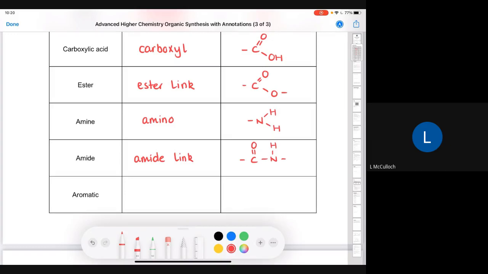And then finally, we have an aromatic. Now, the name of an aromatic functional group is actually called a phenyl group. That's not something we're going to see all that often, but it does come up from time to time. And that's when we have a benzene ring attached to another group of atoms.